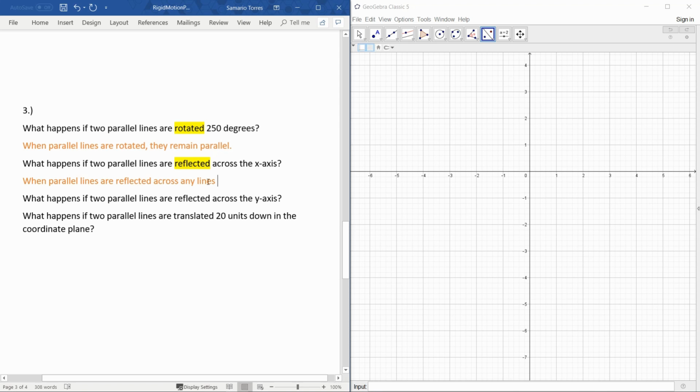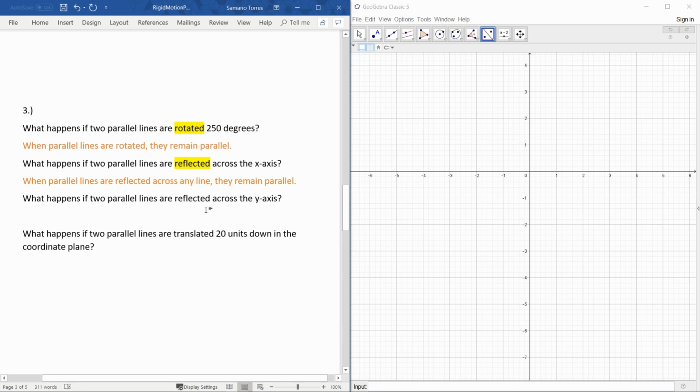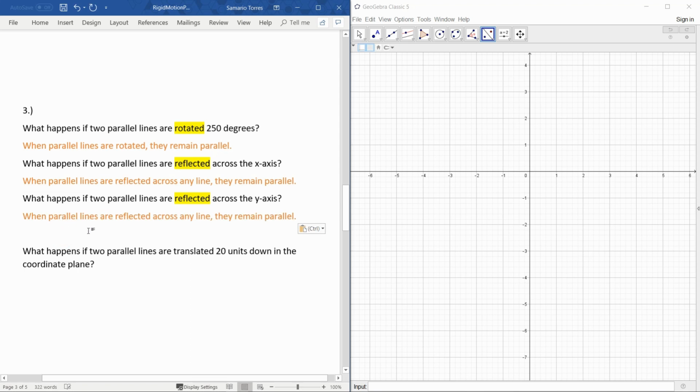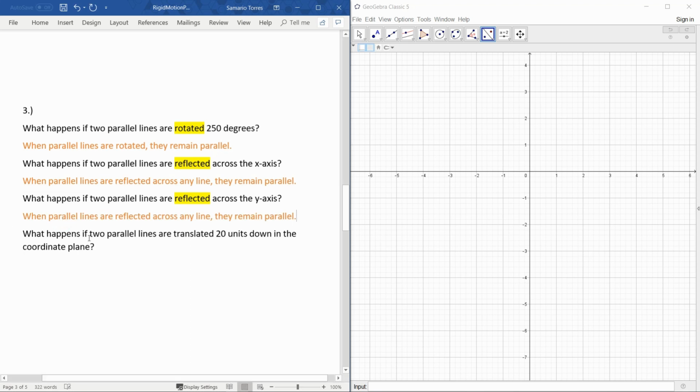When parallel lines are reflected across any line, it doesn't matter if it's the x-axis, the y-axis, some line going through the coordinate plane. It doesn't matter where you reflect. When parallel lines are reflected across any line, they remain parallel. Okay, let's look at this next one. This next one says, what happens if two parallel lines are reflected across the y-axis? So again, we have reflected, but same thing as before. So what we could really do here is just copy and paste this exact same answer down here, right? So when parallel lines are reflected across any line, it doesn't matter where they're reflected, they're still parallel.